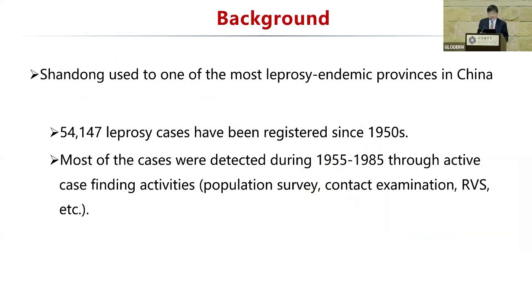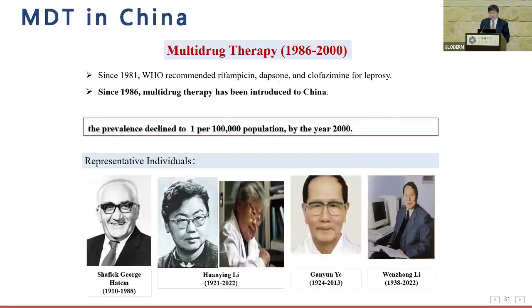Most of the cases were detected during 1950 to 1985 through active case finding activities, including population survey, contact examination, and a repeat village survey. This campaign usually took place in the 1950s, 1960s, and 1980s. And with the introduction of multi-drug therapy recommended by the WHO from 1986, the prevalence of leprosy declined dramatically. At the turn of the new century, leprosy had been eliminated according to WHO criteria.